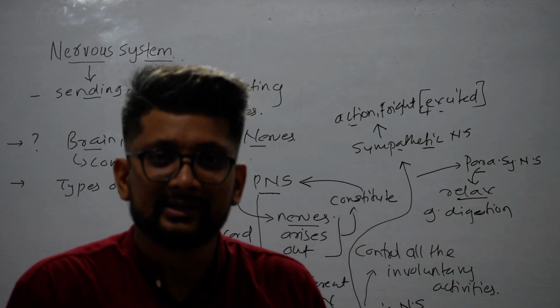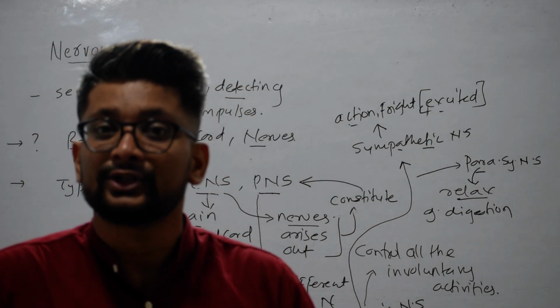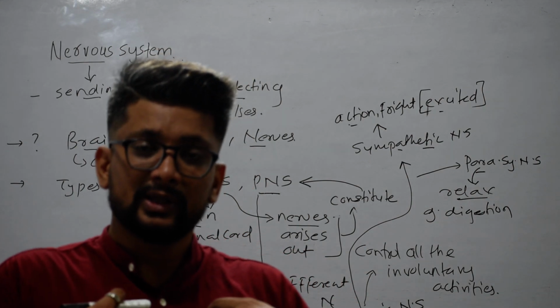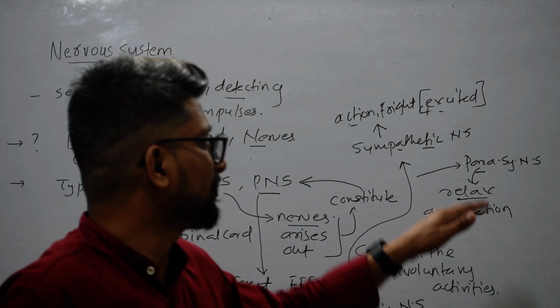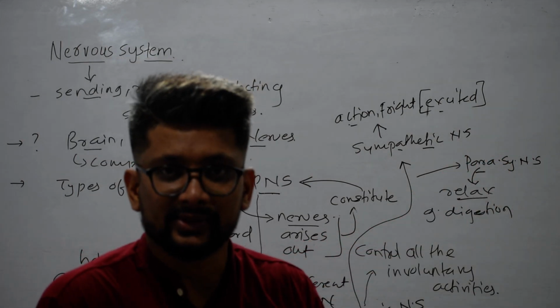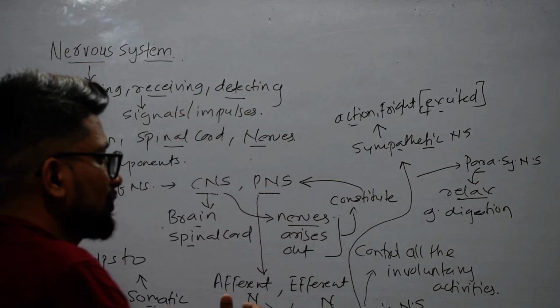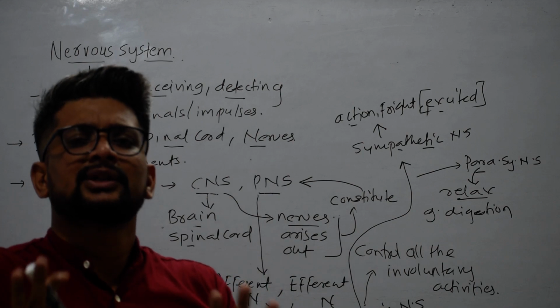So at the time of relaxed condition, या हमारा body जब relaxed condition में होता है तो उस टाइम पे जो नर्वस सिस्टम हमारे बॉडी के एक्शंस को कंट्रोल या कोऑर्डिनेट करने में हेल्प करता है उनको हम कहते हैं पैरासिम्पैथेटिक नर्वस सिस्टम। So yeah, this was all about the basics of the nervous system.